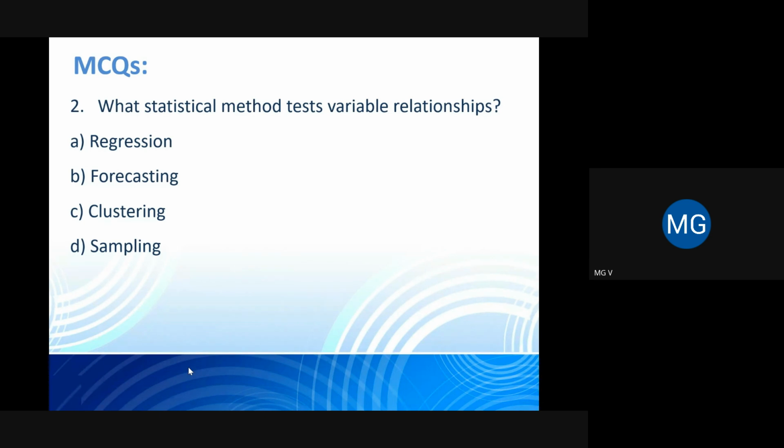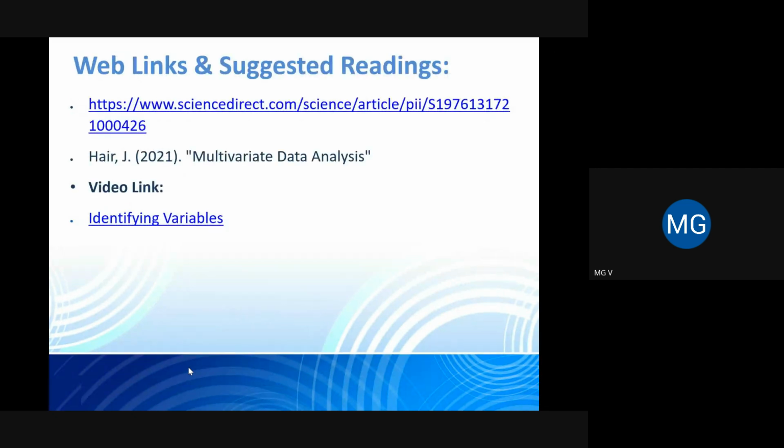What statistical method tests variable relationships? Regression, forecasting, clustering, sampling. Sure, regression. Yes. Others? Regression defines cause and effect relationship between variables. So it is regression. Right. So here is the link.